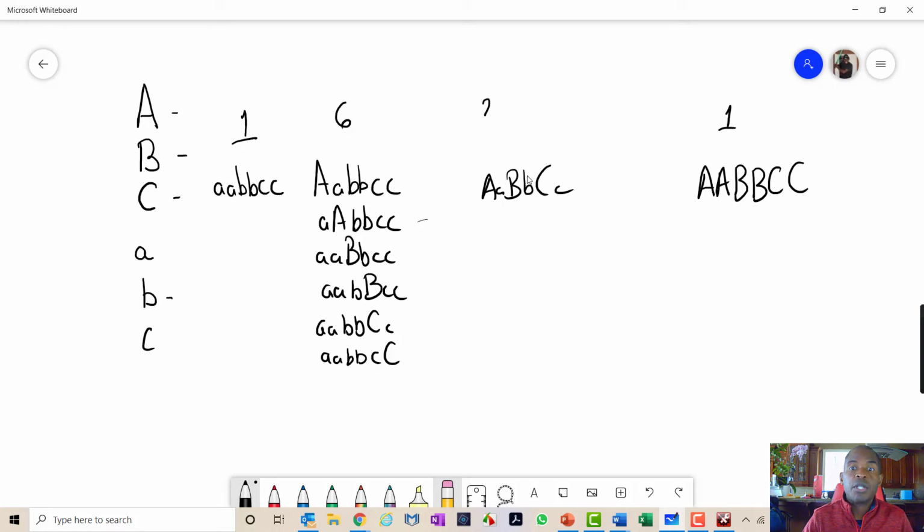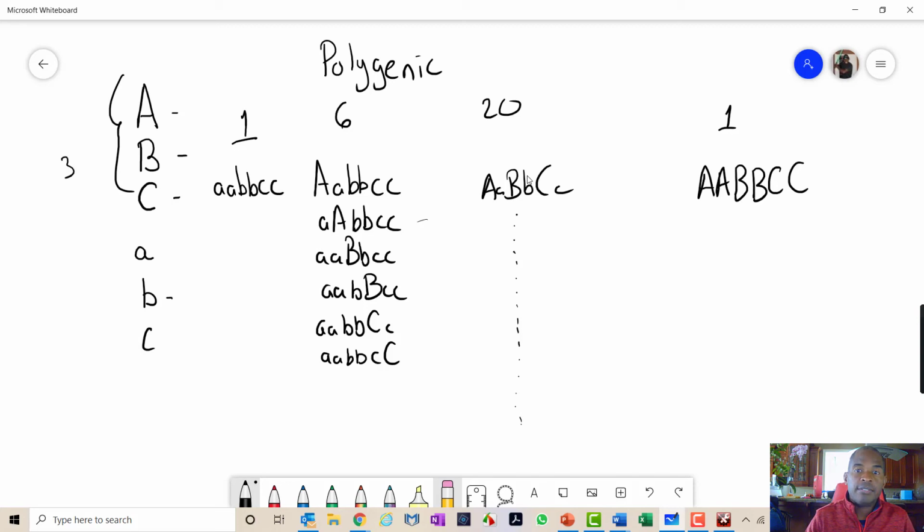This is the most common possibility because there are so many different possible combinations where there are 3 big and 3 small. So this whole idea is called polygenics. It's where you have more than one gene controlling a specific phenotype. In this case, I'm talking about 3 genes that control skin color, and that gives you 64 genotypes and 7 different phenotypes.